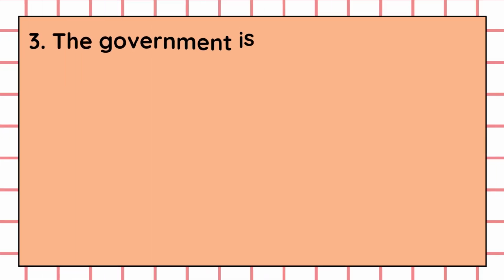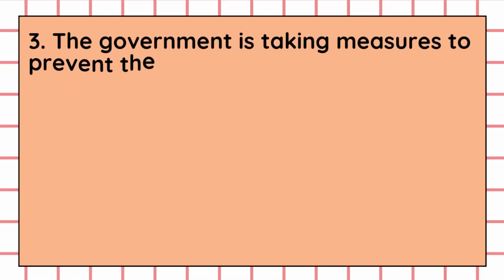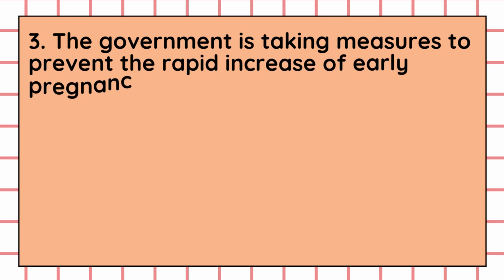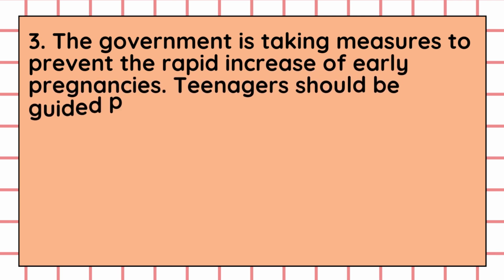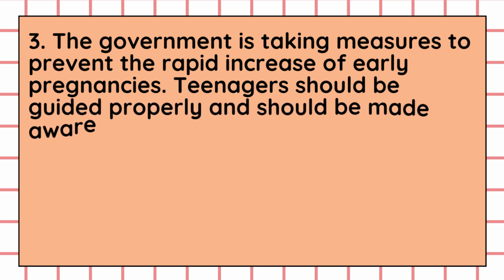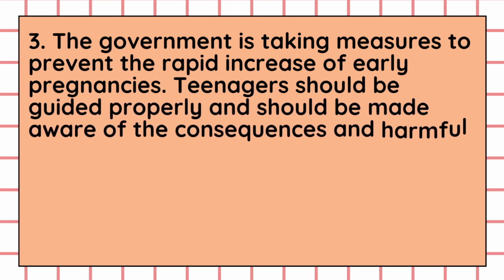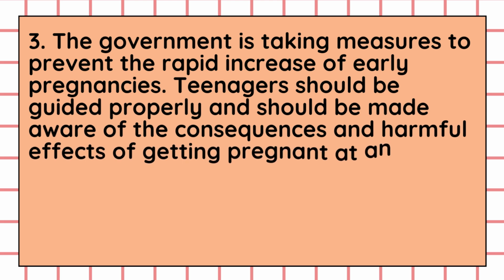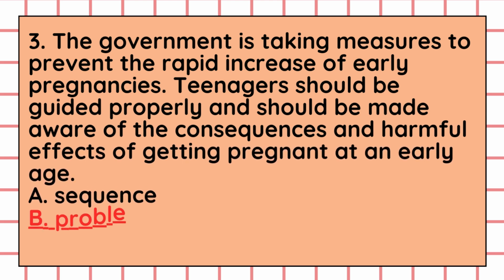3. The government is taking measures to prevent the rapid increase of early pregnancies. Teenagers should be guided properly and should be made aware of the consequences and harmful effects of getting pregnant at an early age. A. Sequence. B. Problem and solution. C. Compare and contrast.